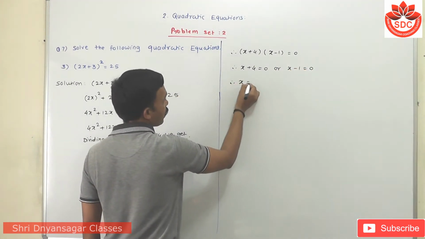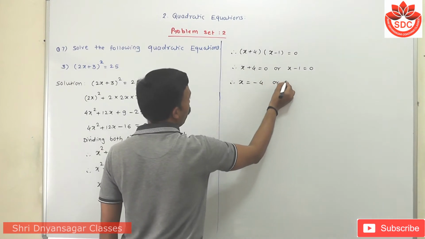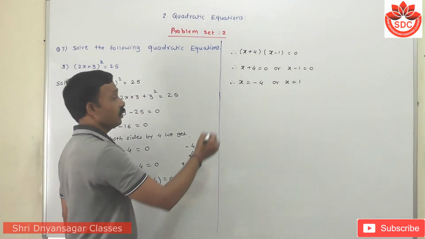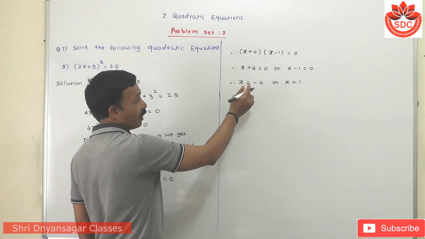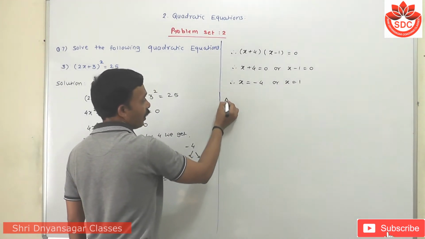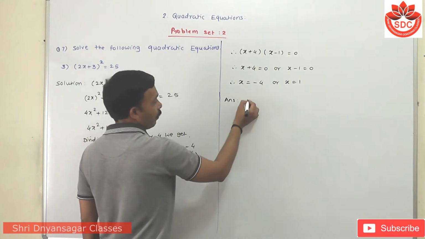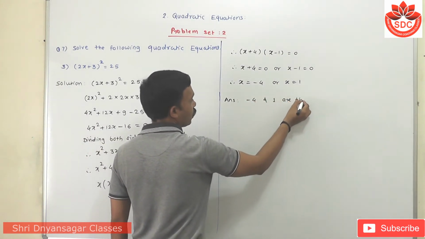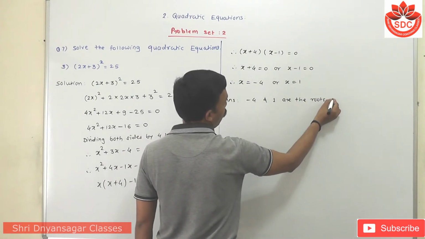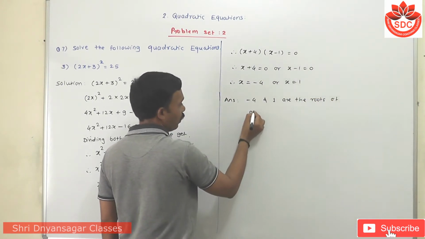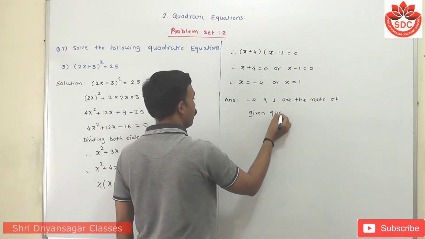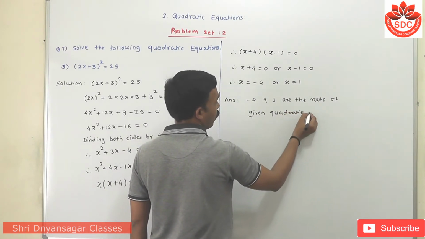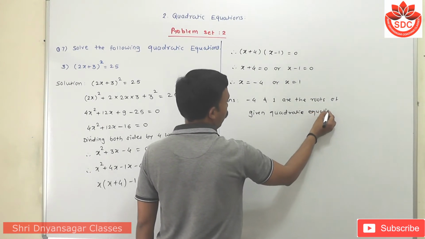Means x is equal to minus 4 or x is equal to how much? 1. Therefore, the roots of the given quadratic equation are minus 4 and 1. Write down the answer in a full sentence: minus 4 and 1 are the roots of the given quadratic equation. Can you understand this?